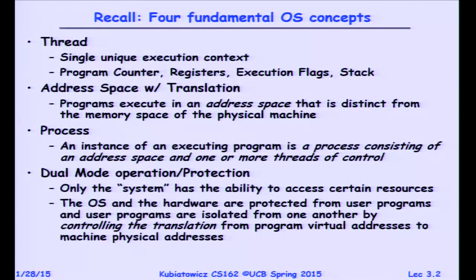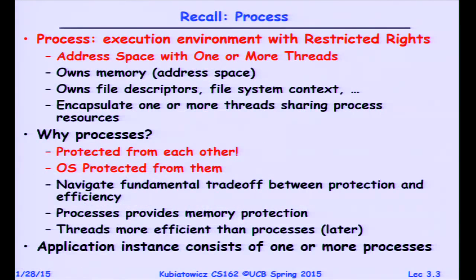So anyway, we talked about 4 different ideas, the thread being the basic unique execution context. We can package up a series of threads in a process. And part of that is we want these processes to be protected from each other, and so that's led us into talking about address spaces with translation and eventually dual mode operation. The process was the key thing we were getting at last time, and it's really an execution environment with restricted rights. It's an address space with 1 or more threads, and I'm going to show you a picture from one of the previous books in a second.